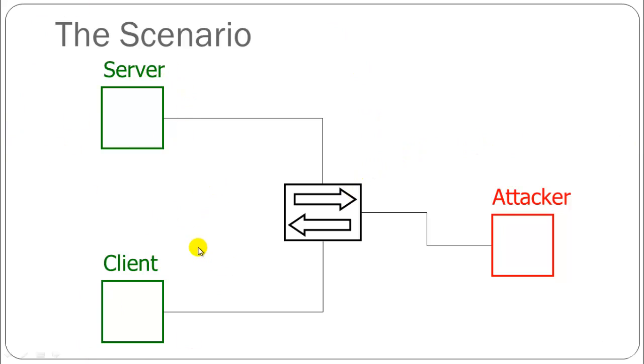This is the server, this is the client. The client tries to access the server, but you are sitting in between, and most of the time this happens in public Wi-Fi hotspots. So let's say, for example, this is a McDonald's, and you are trying to use the open Wi-Fi hotspot that they have, which is most of the time open, and this is the attacker, that is me sitting over here.